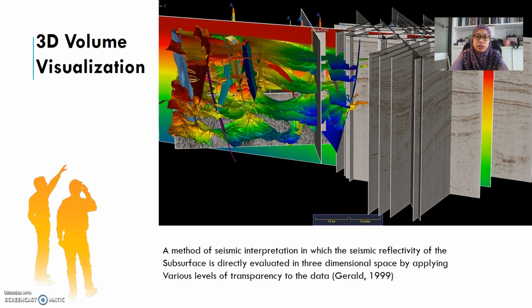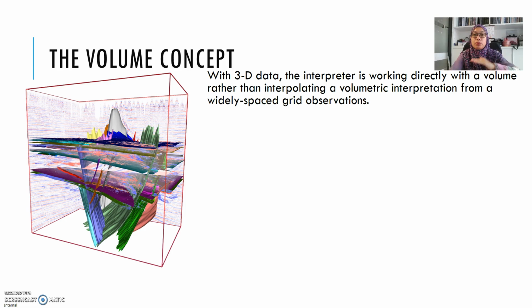So 3D is a method of seismic interpretation which involves a three-dimensional space by applying various levels of transparency of the data. As you can see, in this data set we have inline, cross line, and also a time view. The third dimension of this seismic data is the time view, where you can see the changes of the data from the top view, from a plane view.